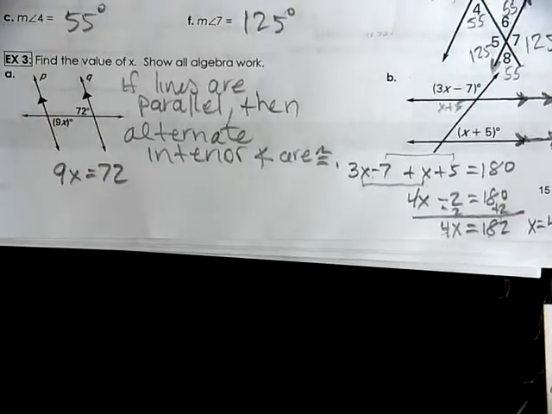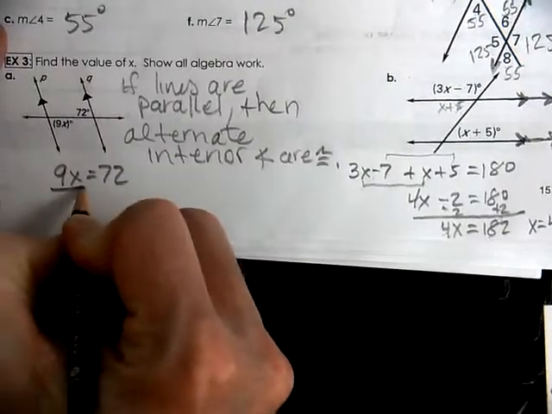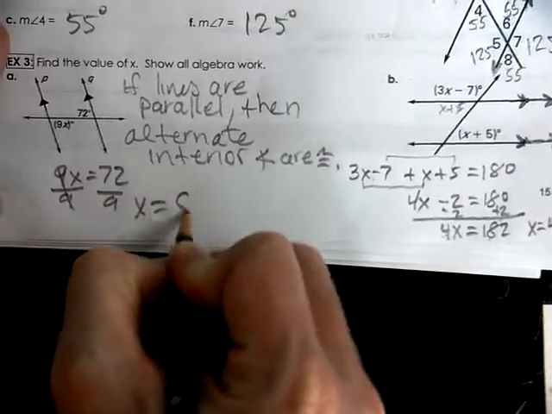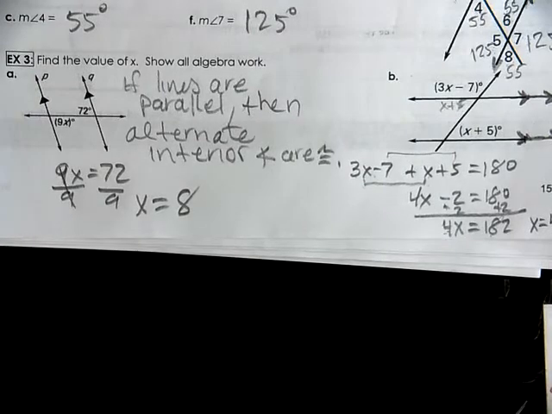So we equal them to each other. We do not add them up to 180. You have to be observant to that. So when you divide by 9, you get 8.